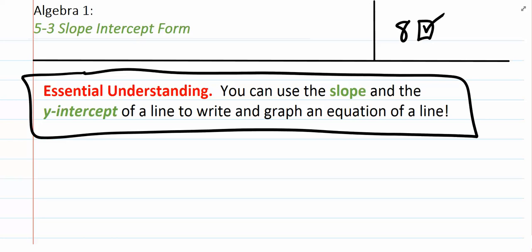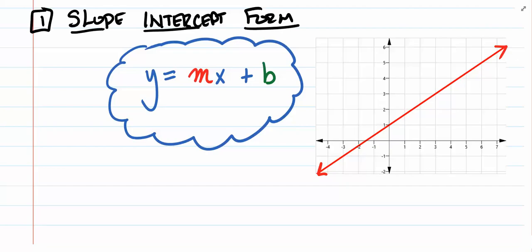The essential understanding of this lesson is you can use the slope and the y-intercept of a line to write and graph an equation of a line. I think this is something that you're going to be very familiar with and find very, very fun. Okay, here's the concept. Box number 1.